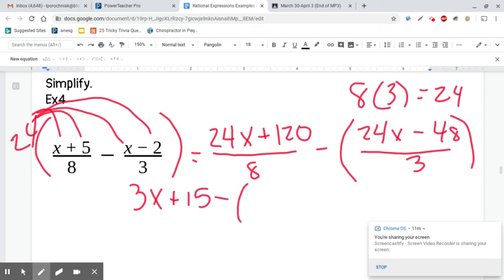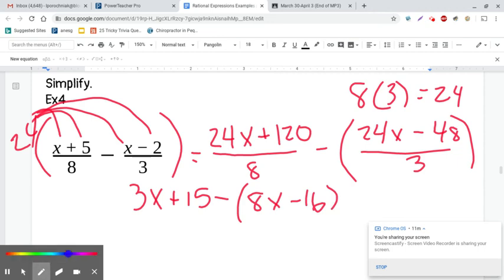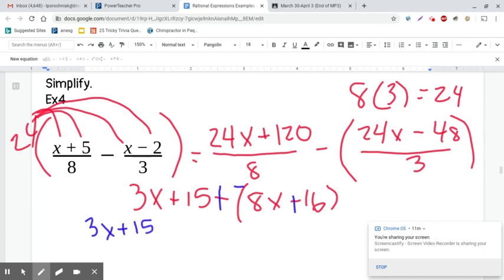Then we're going to subtract what we get inside. 24x divided by 3 is 8x. And a negative 48 divided by 3 is a negative 16. All right, so now, like I said before, we're going to change everything. This becomes a plus. This becomes a minus. This becomes a plus. So our new equation is 3x plus 15 minus 8x plus 16.